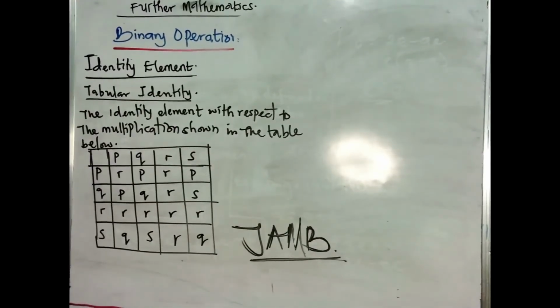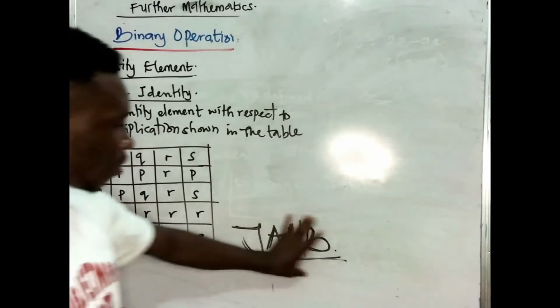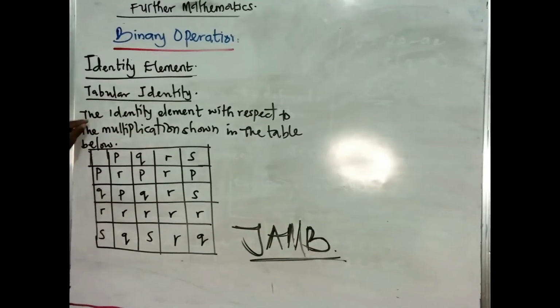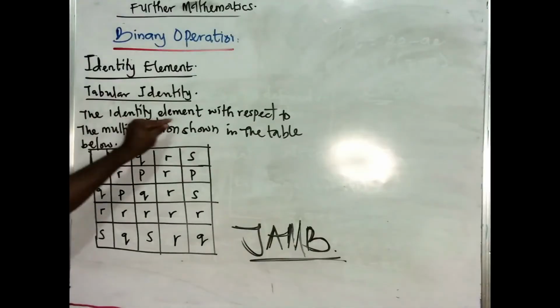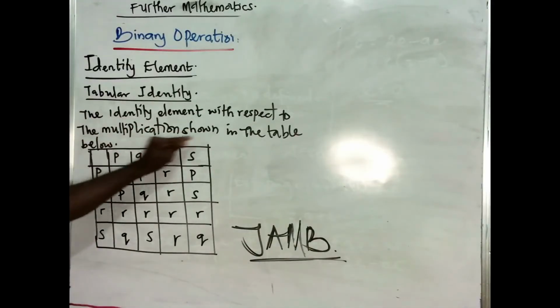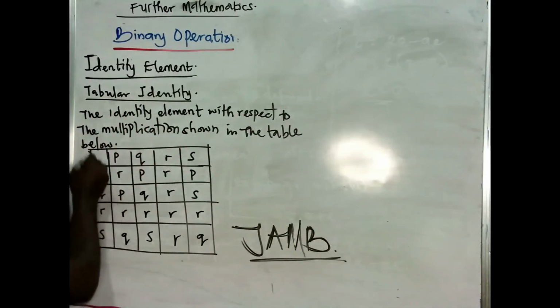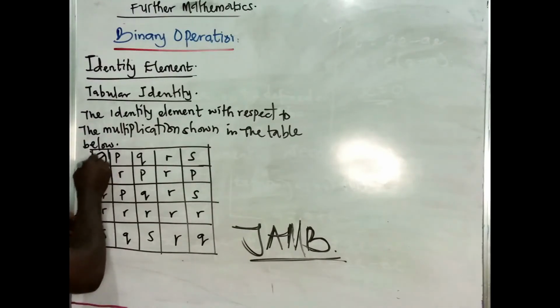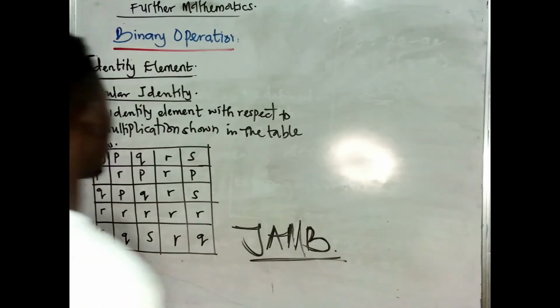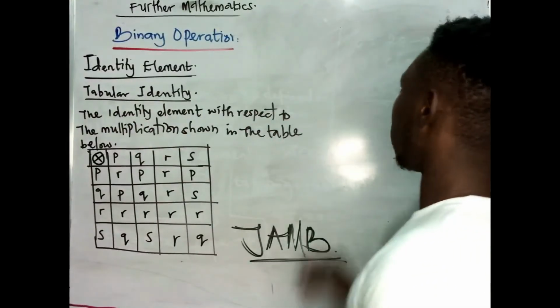Now, look at this question on tabular identity. It's a JAMB question. It's very, very clear here. So it says the identity element with respect to the multiplication shown in the table. Now we have the multiplication shown in the table. Now, they asked to find what? The identity element.